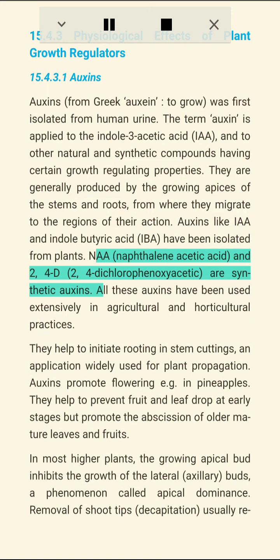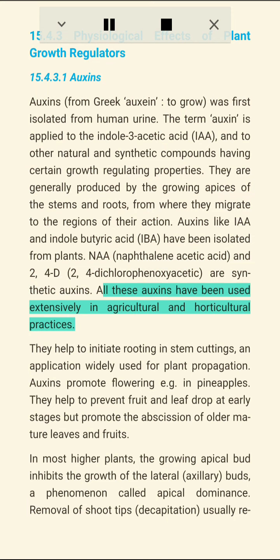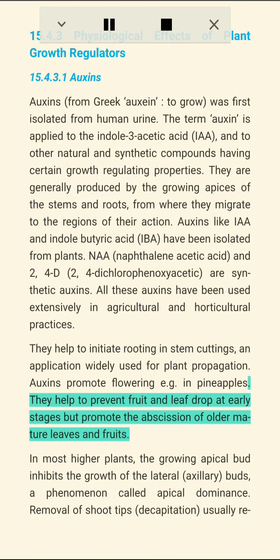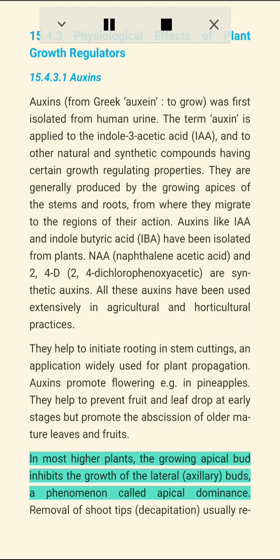Auxins like IAA and indole butyric acid, IBA, have been isolated from plants. Naphthalene acetic acid, NAA, and 2,4-D, 2,4-dichlorophenoxyacetic acid, are synthetic auxins. All these auxins have been used extensively in agricultural and horticultural practices. They help to initiate rooting in stem cuttings, an application widely used for plant propagation. Auxins promote flowering, e.g., in pineapples. They help to prevent fruit and leaf drop at early stages but promote the abscission of older mature leaves and fruits.